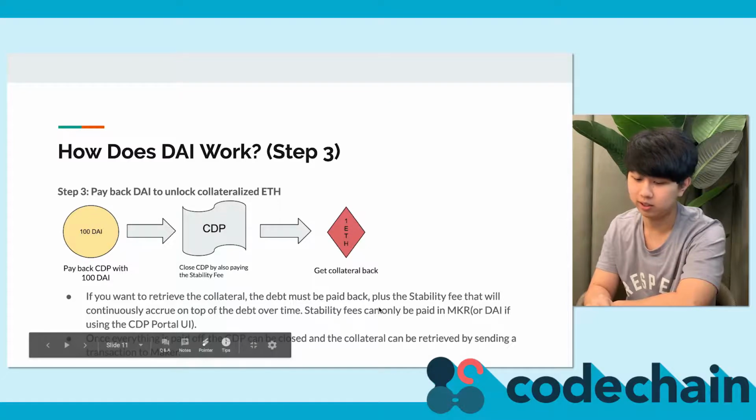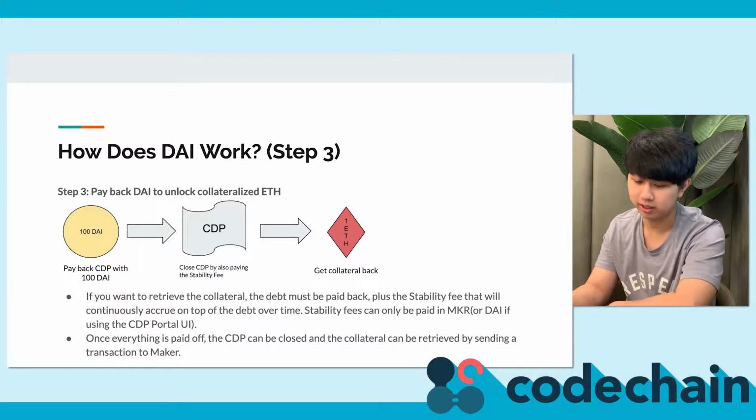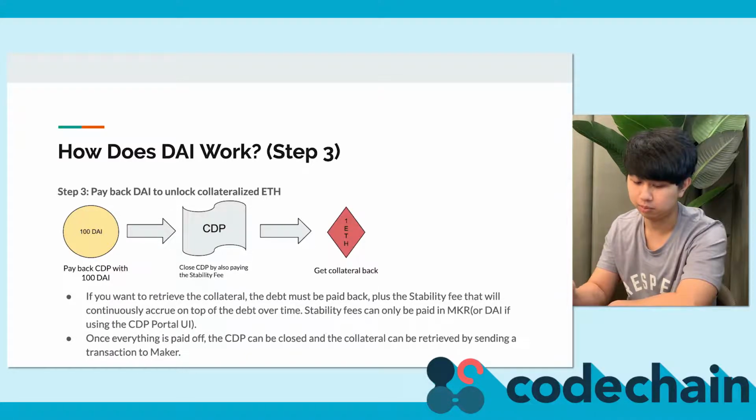And there's also something called the stability fee that will continuously add up over time. And stability fees must be paid in Maker coins. Once everything is paid off, including the stability fee, the CDP can be closed and the collateral can be retrieved by the user.